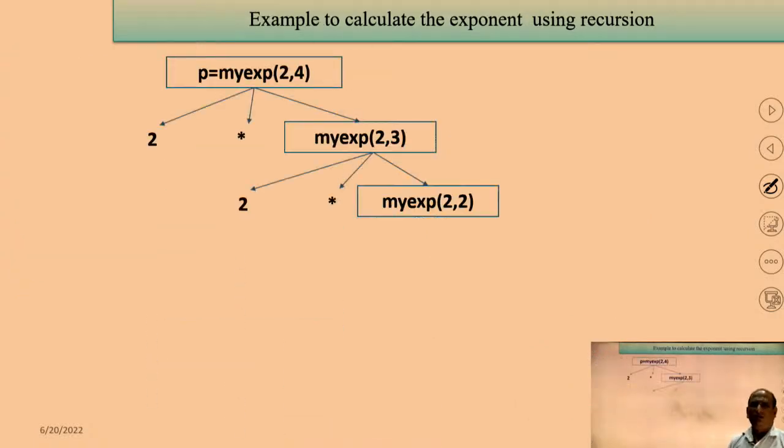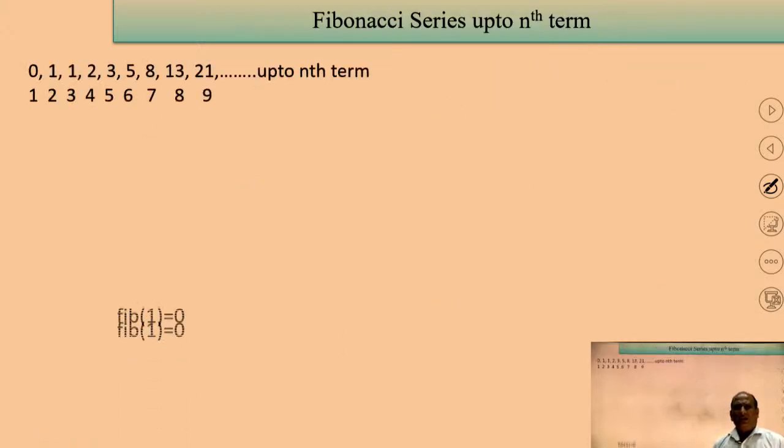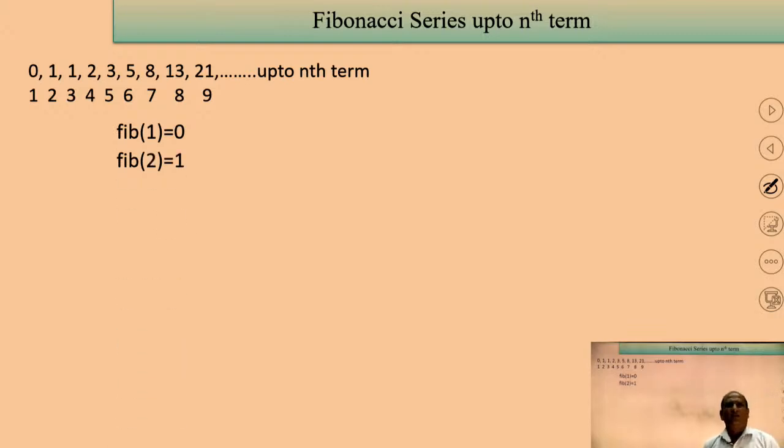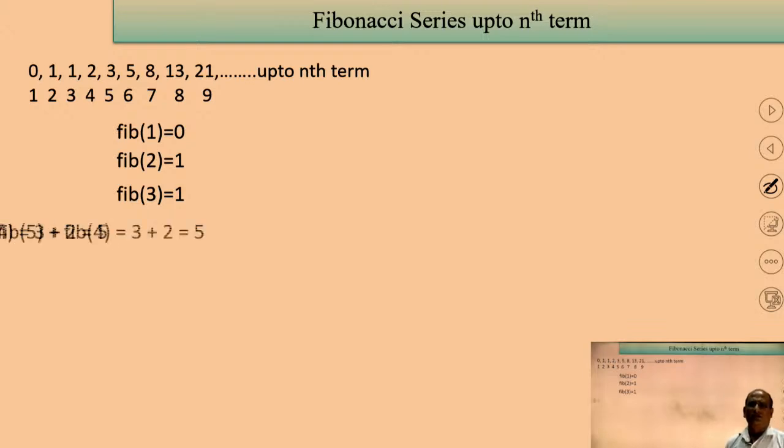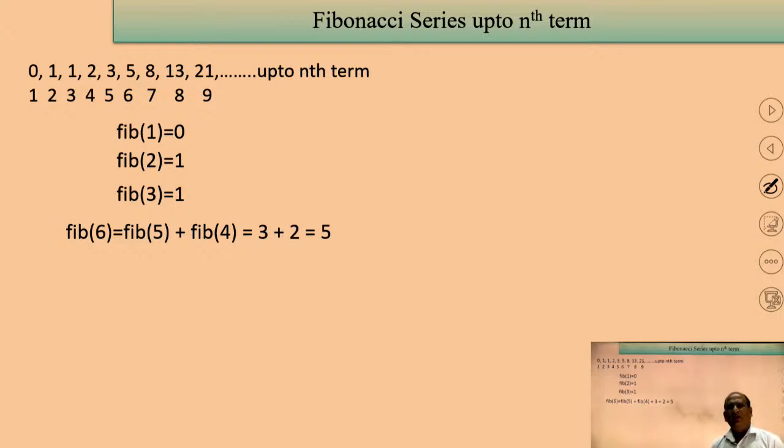Now we will move ahead and see how the Fibonacci series up to n terms may be calculated. As we all know, the Fibonacci series first term is 0, the next term is 1, and each next term is the summation of the previous two terms. Means if the first term is 0, fib 2 is 1, then fib 3 will be 0 plus 1, that will be 1, and similarly fib 6 means fib 5 plus fib 4, meaning the sum of the previous two terms will be the next term.